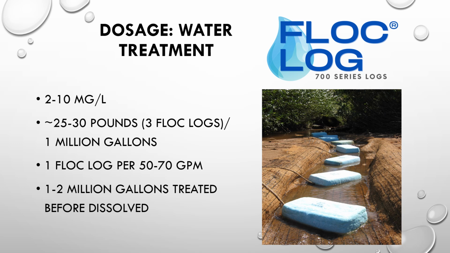Now, we're not always going to have an opportunity to do the treatment like that based on a full volume of water and a full mass of those flock logs. What we often see are flow-through or treat-and-release applications, and those we dose again based on the flow rate. That would be 1 flock log per 50 to 70 gallons per minute of flow.